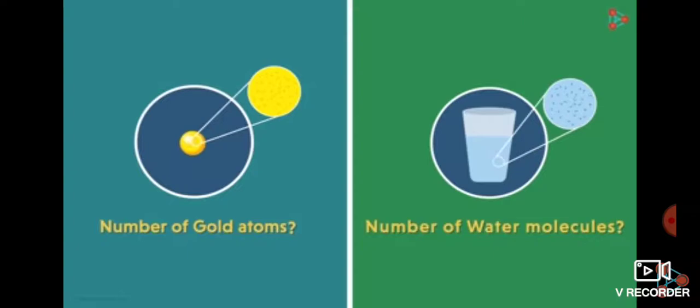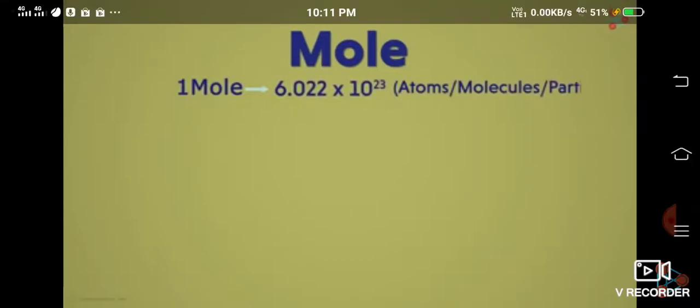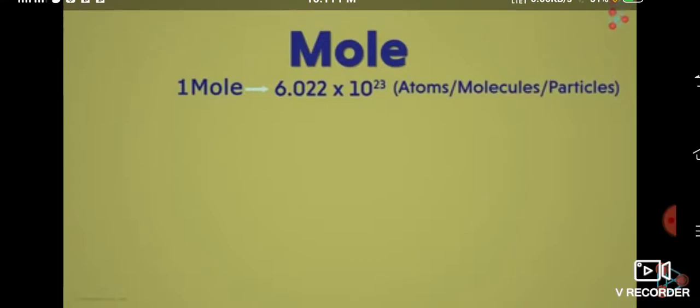You will probably say that it's practically impossible to calculate the number of atoms or molecules in these examples. But astonishingly, chemistry has an answer to this as well. That brings us to the concept of mole. What does it mean? It's very easy. 1 mole of anything has 6.022 times 10 raised to 23 atoms or molecules or particles present inside it.